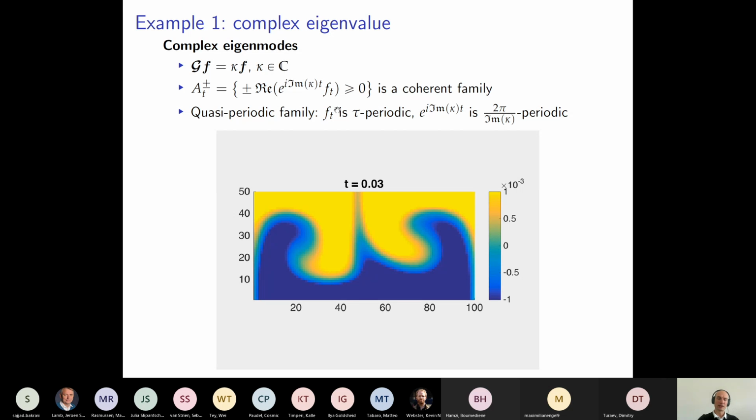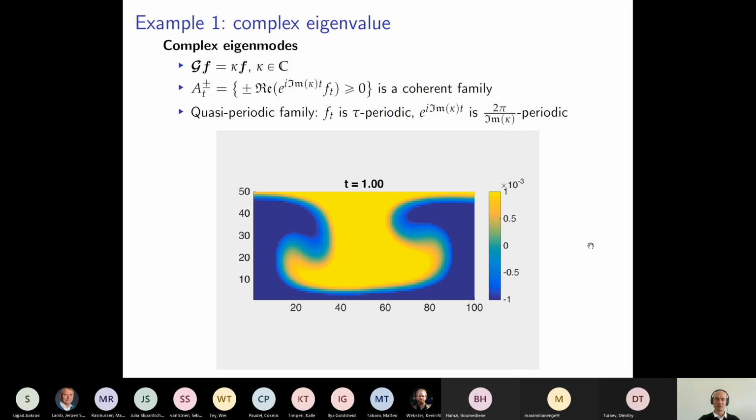And recall that we had a periodic forcing to the whole system, which means that this f_t is now a tau periodic family. This guy, however, has a different period, this modulation. This is a 2 pi over the imaginary part of kappa period, basically giving us a quasi-periodic or a 2-periodic family of sets, if you wish.